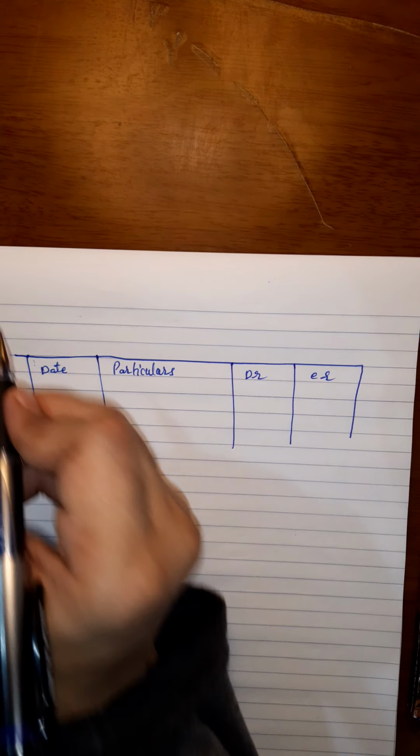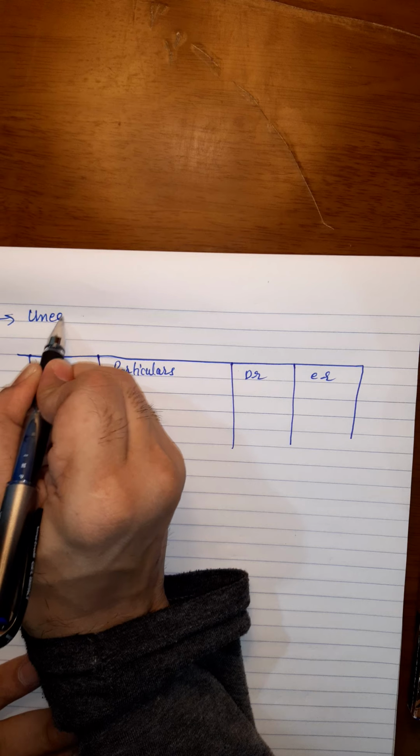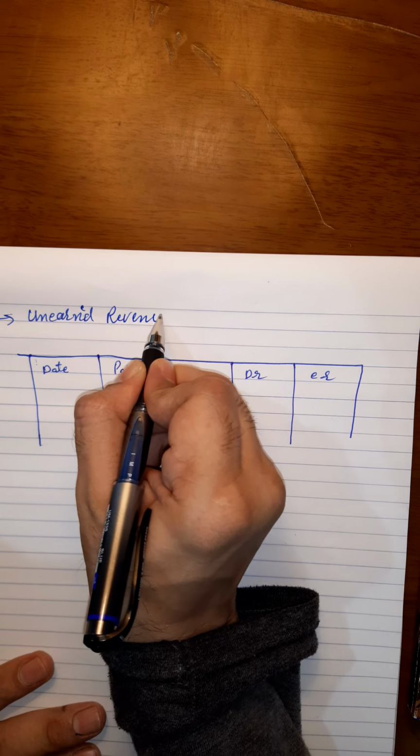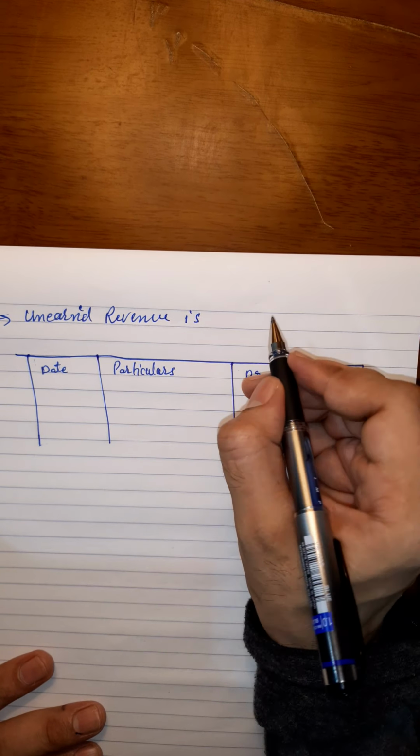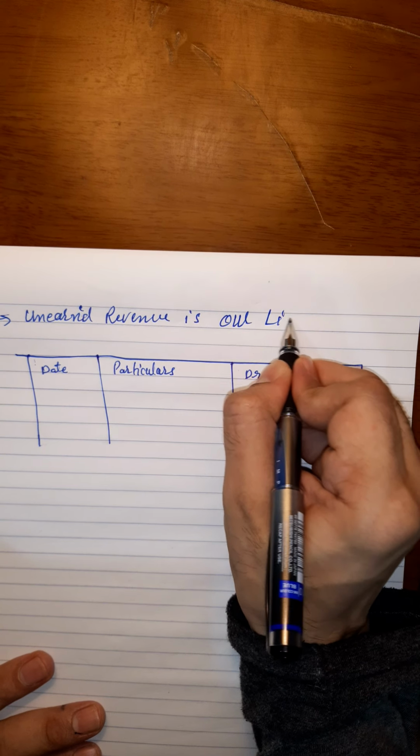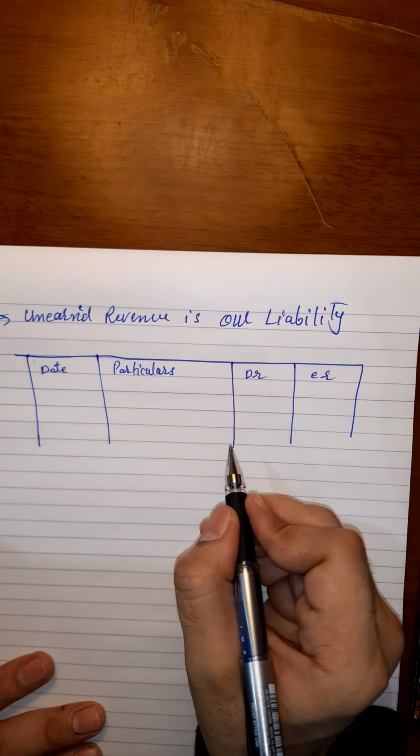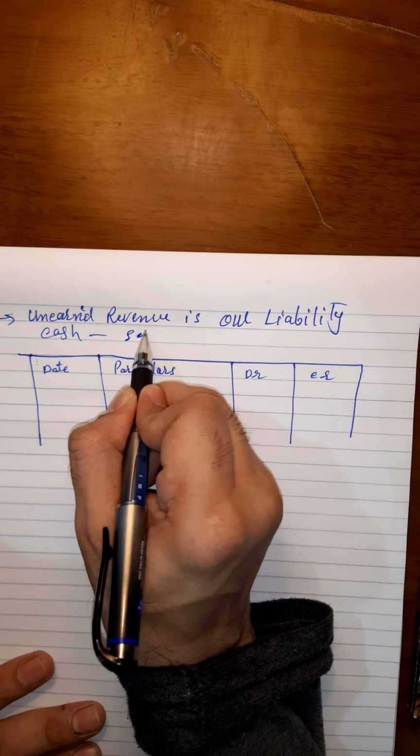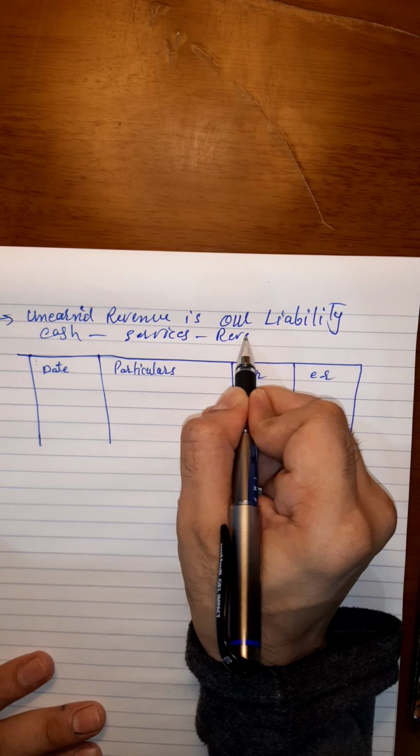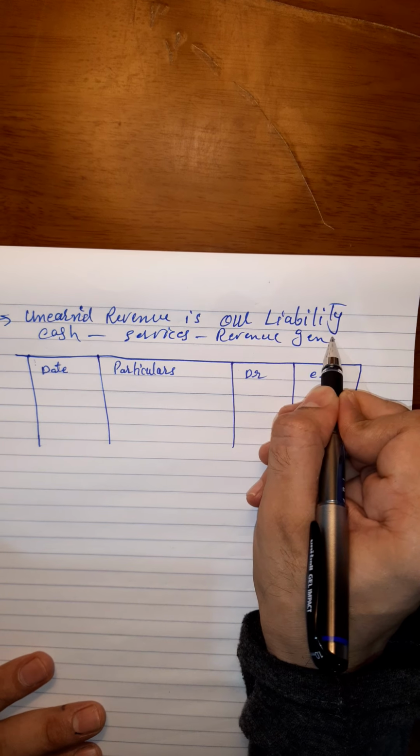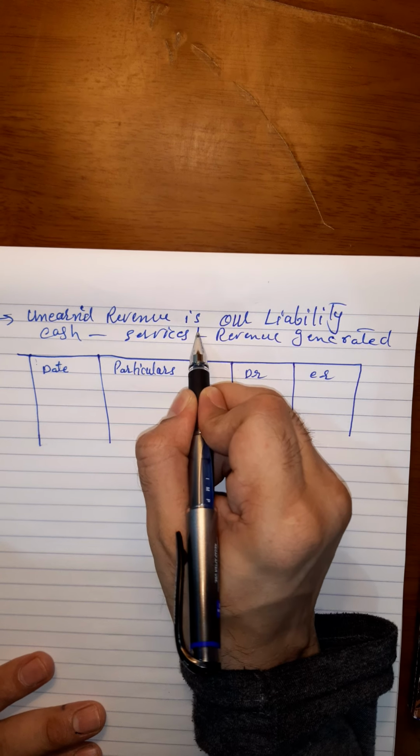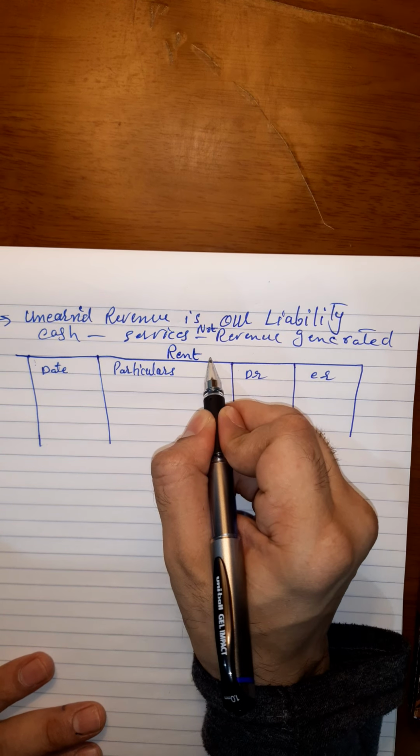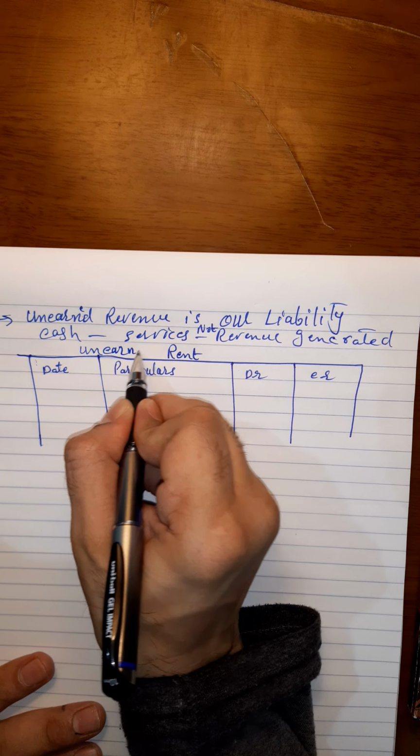Friends, a very important point is that unearned revenue is our liability, because we receive the cash but service is not provided, revenue not generated. So here we do the entry for rent, unearned rent.